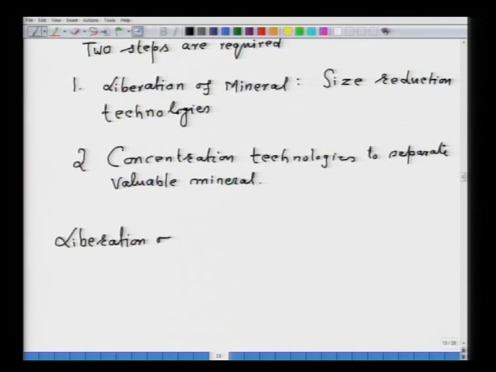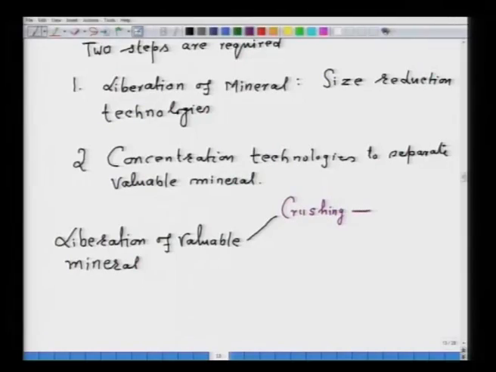We are talking of liberation of valuable mineral. That is what our objective is. Now, this is achieved. One, crushing is the first stage. What you do? You take the lump ore from the natural reserves. Because of its huge size, it is being crushed to some intermediate size.